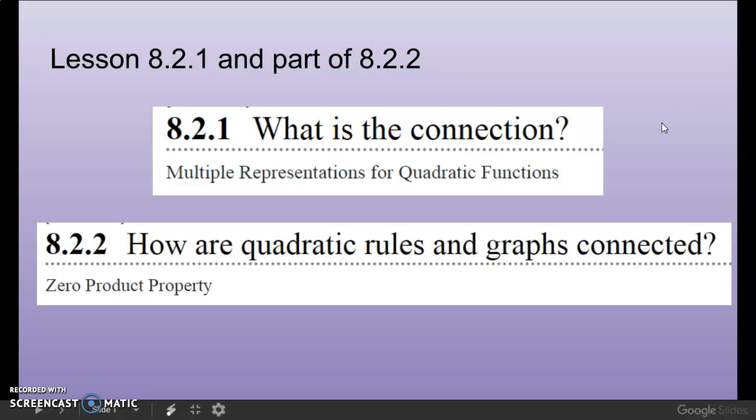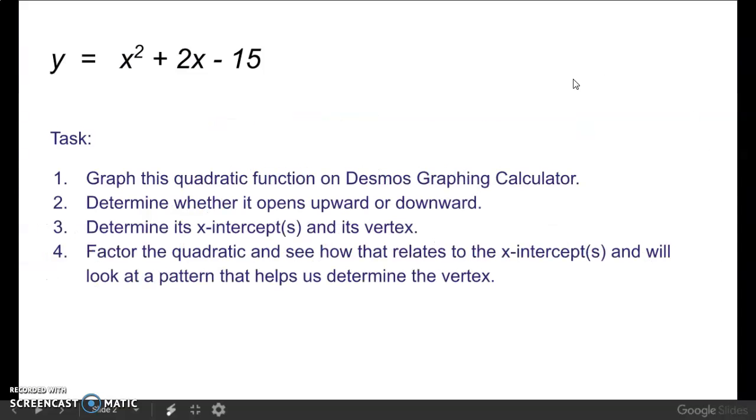The idea of 8.2.1 is to begin to look at multiple representations for quadratic functions, and 8.2.2 is something called the zero product property. So I'm going to be interweaving these two things. We're going to look at two quadratic equations in this lesson, and we're going to do the following for each.